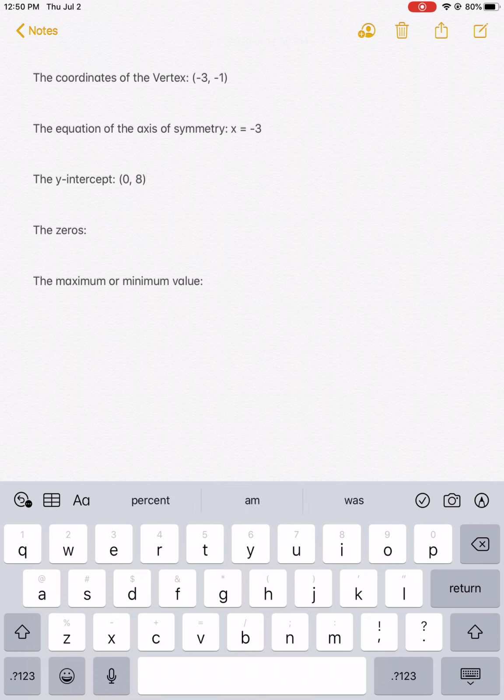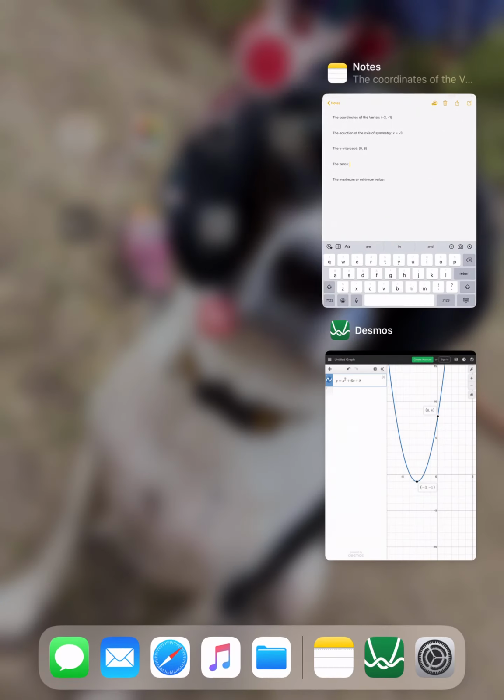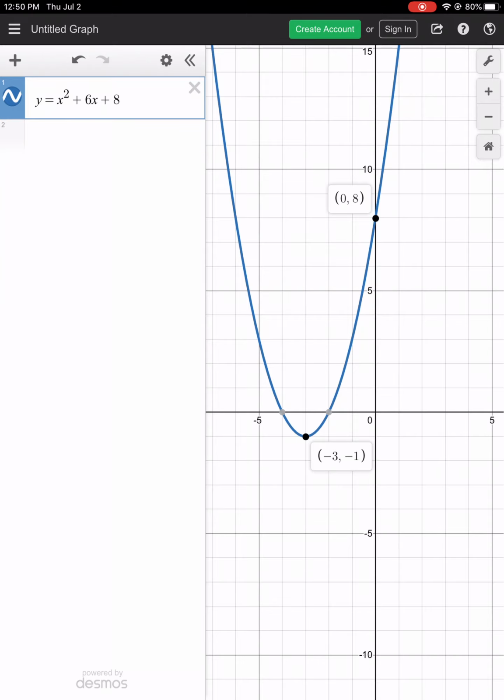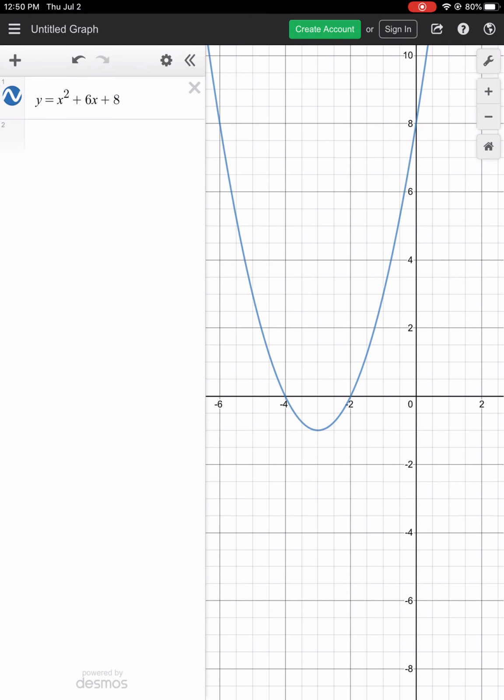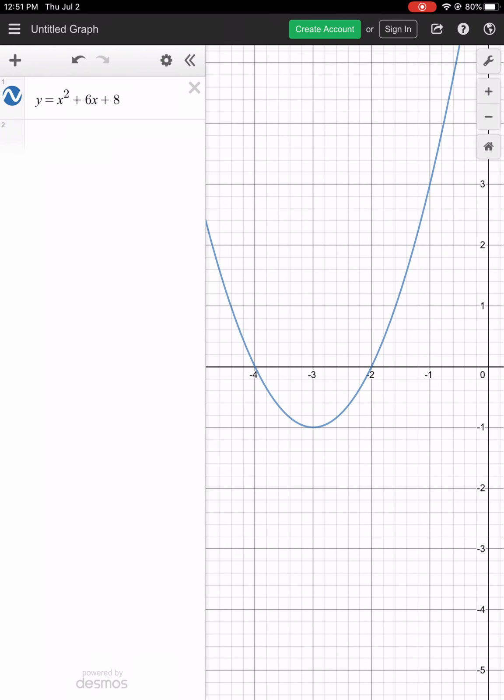Oops, there we go. The zeros, what does the zeros mean? The zeros is when y is equal to 0. Okay, so where it is on my x line. So if we go here, y is equal to 0, okay? Because here x is equal to 0. Remember, it's xy. Here my y's are equal to 0. Where does it cross my x-axis?